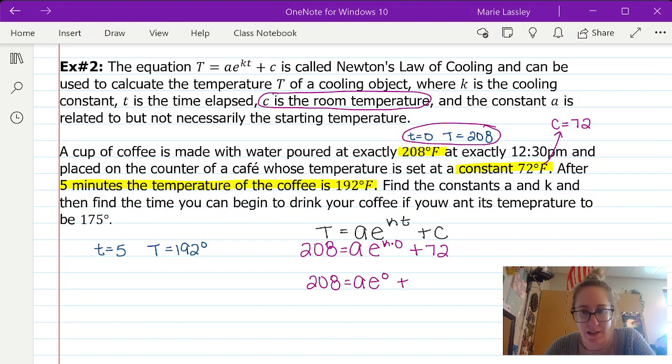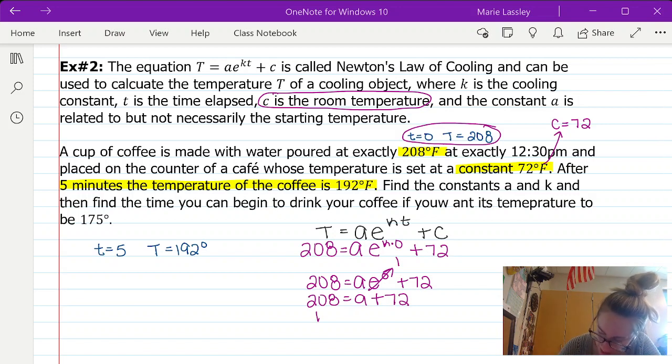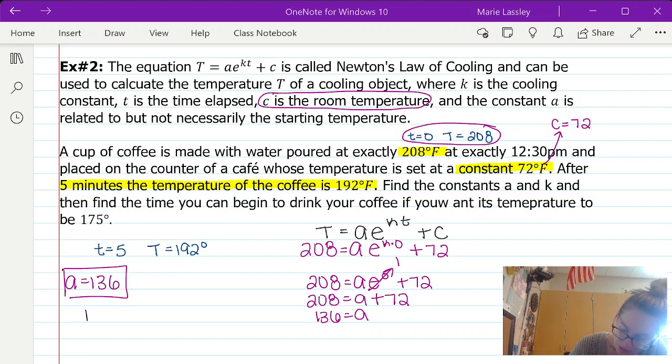Well, what is anything to the power of 0? Anything to the power of 0 is just 1. So this is now a nice simple 208 equals A plus 72. We can just subtract 72 from 208 and we get 136 as our A value. So that's our first step. So we now know that A is 136. Now we can rewrite our equation because we now know more. So now we have T equals 136 e to the kt plus 72.